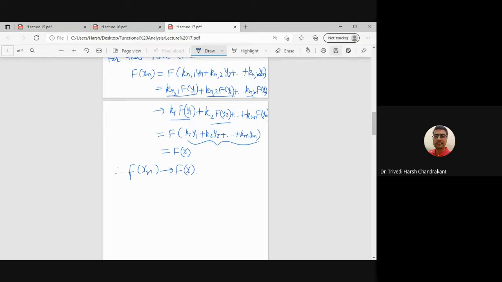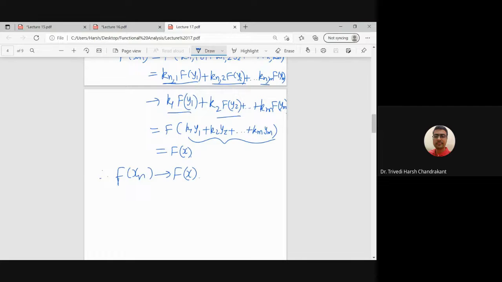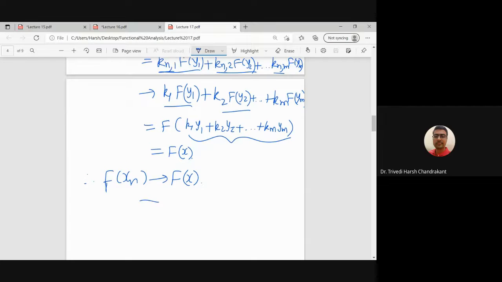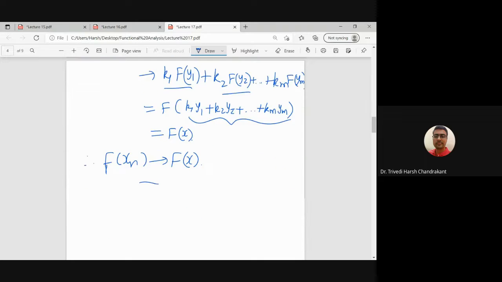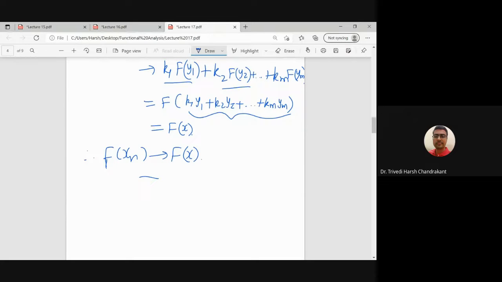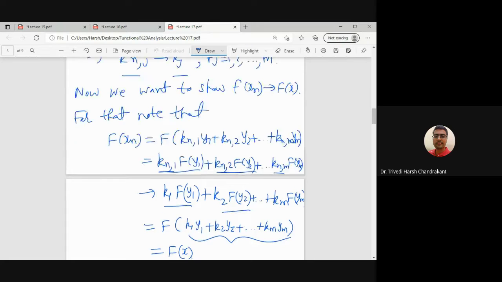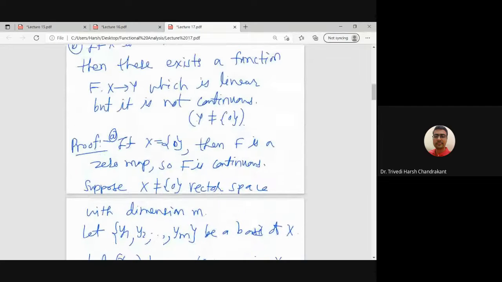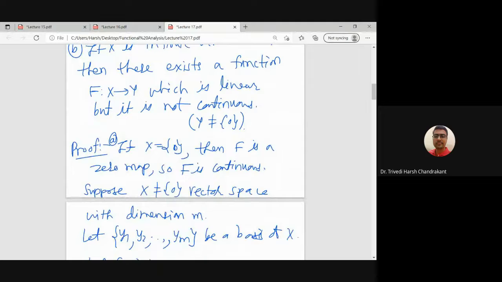The only thing we used is the properties of convergence of sequences: xn converges to x and yn converges to y implies xn plus yn converges to x plus y. So this is the first part. What is the first part? In the first part, we used that f is a linear function and we proved that it is continuous.